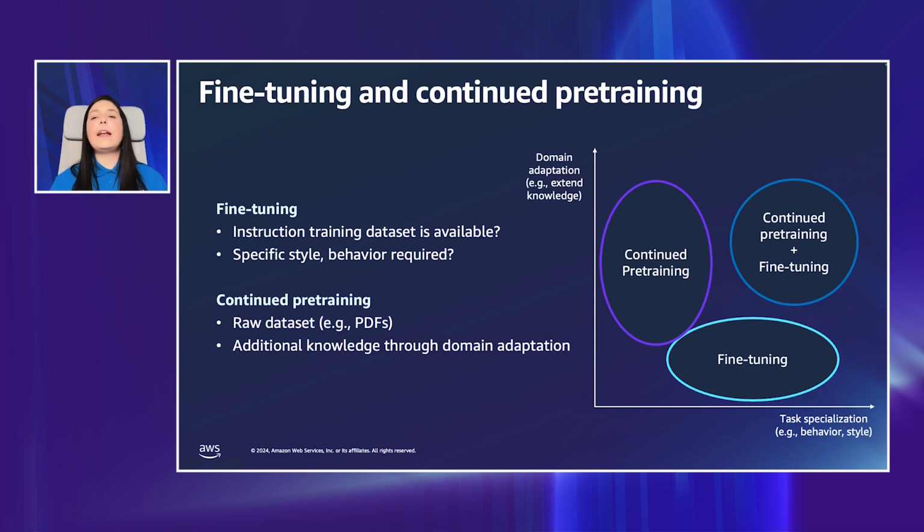While for continued pre-training, we are talking about raw data. So if you have all these PDF documents, larger data sets, and everything available, and you want to customize this model for the domain adaptation. As we already mentioned today, you can also combine those two techniques with continued pre-training and fine-tuning if you want to adapt for your domain and for a specific task.